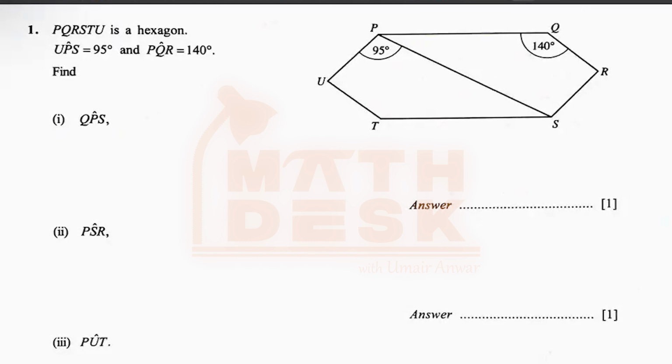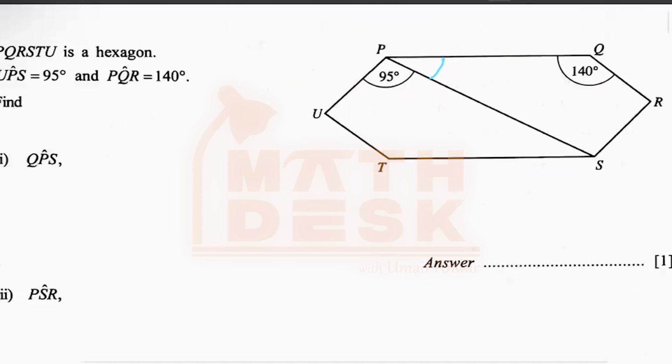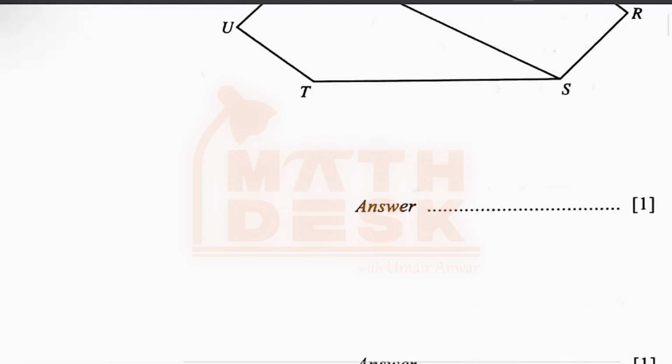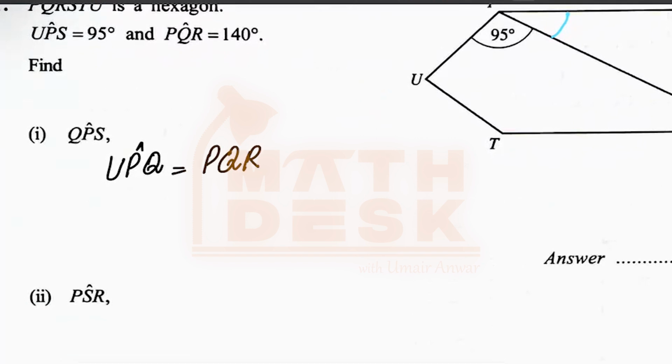The first one is QPS. We need to find out the value for this angle, QPS. Since it is a hexagon, the value of this angle, which is UPQ, would be equal to this angle, which is PQR. So I'm using this relation that angle UPQ would be equal to angle PQR, and both of them are equal to 140 degrees.